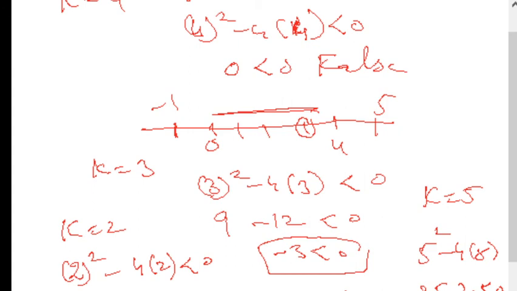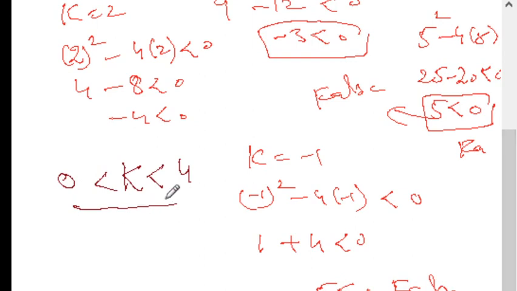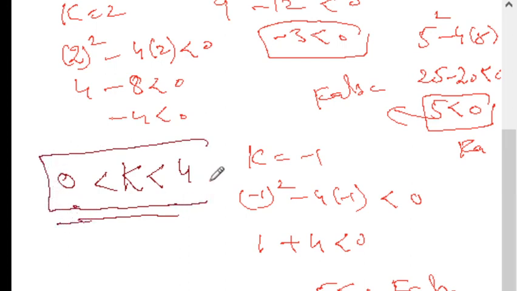So the answer is what? Now come to the answer. The answer is k less than 4 and k greater than 0. That is the answer. This is the set of values of k which gives us no real roots.